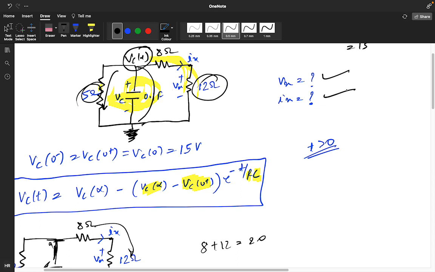Prasanna, is this clear for you? Yeah. Priyanka, you are getting? Yes, sir. Prashanti, you are getting?